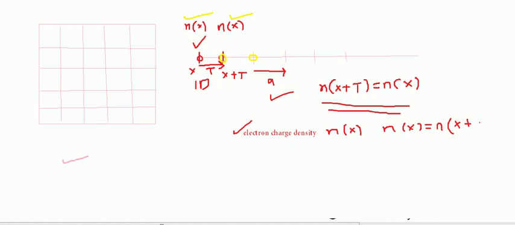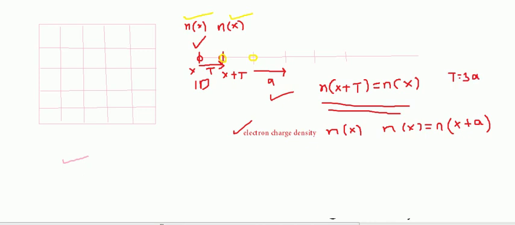Now what is a? A is the most basic lattice vector. So what is t? T can be anything. So t can be even 3a, 4a, 5a, or whatever. The translation can be anything.